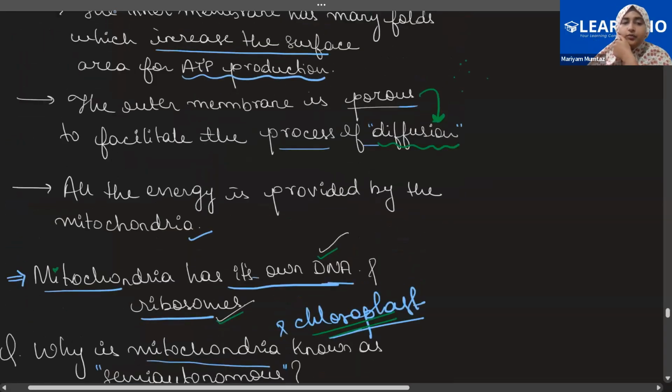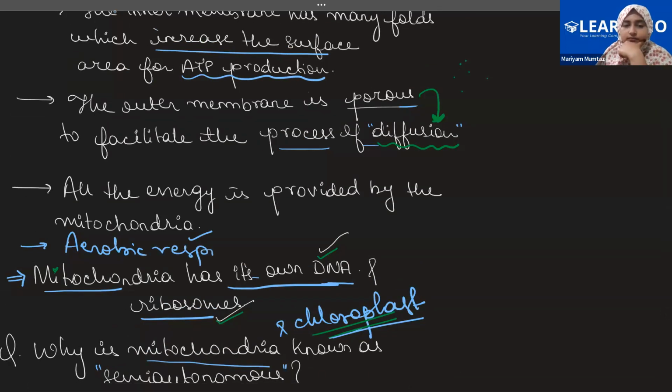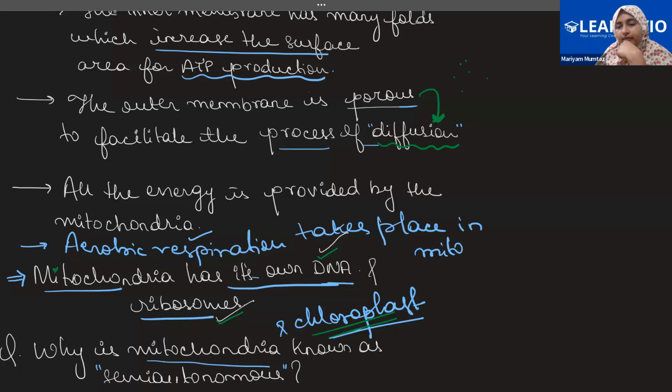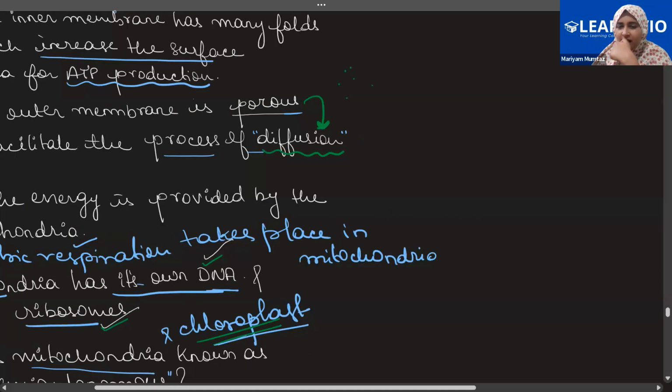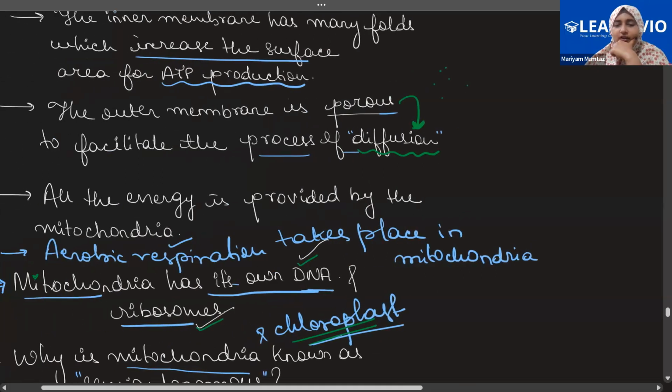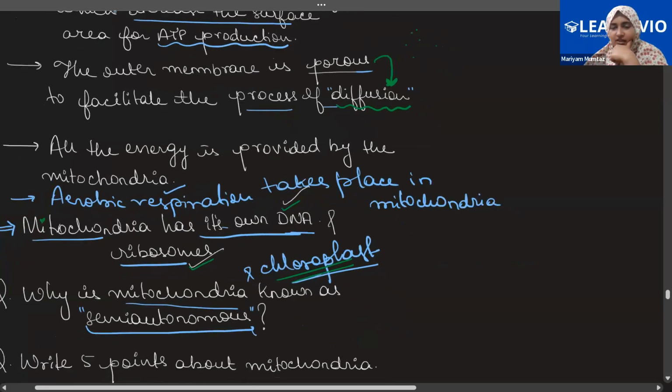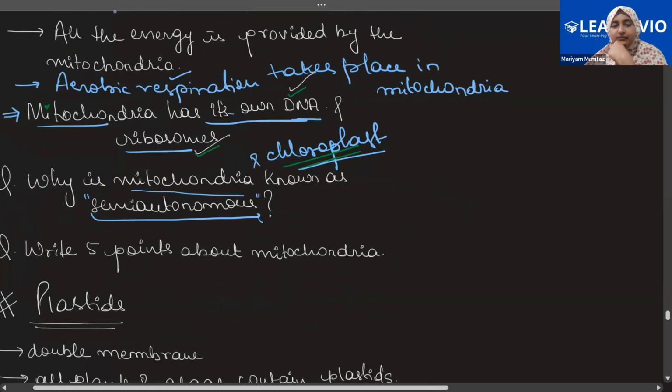So we can write one more point: aerobic respiration takes place in mitochondria. Again, this is a little higher level than whatever you have to study, but it's good to have a little bit of extra knowledge, isn't it? So aerobic respiration happens in mitochondria.